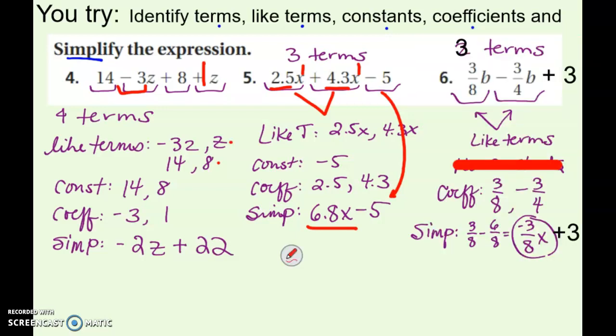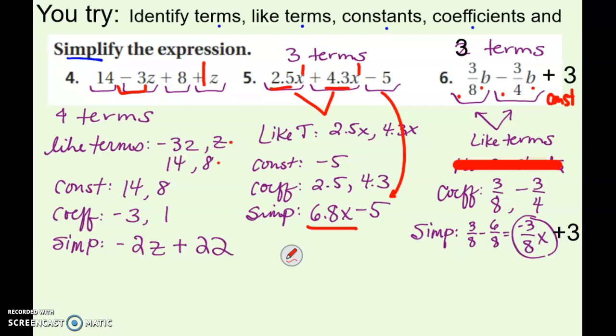Okay, here in number 6, I have 3 terms total. The like terms are my b's, right? B's go together. Those are like terms with each other. The constant is just a plus 3. Coefficients are the numbers multiplied by the b. So 3/8 and negative 3/4.